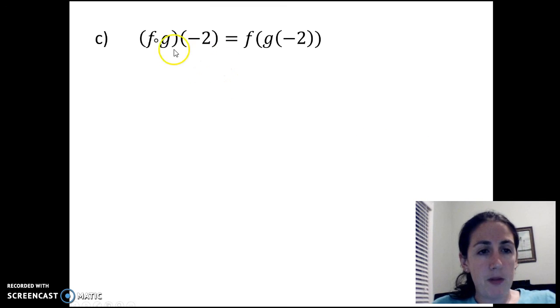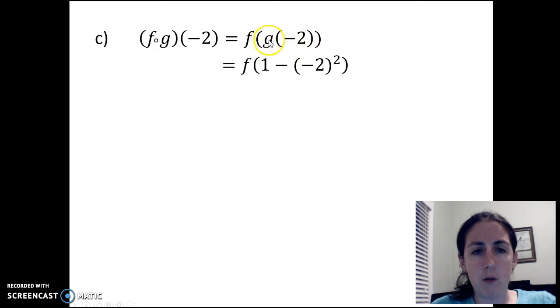So following the same thing, f comes first, it's the outside function. G comes next, it's the inside function. Now we have the specific input of negative 2. So f at g at negative 2. Work your way inside out. The first thing we'll do is figure out what g at negative 2 is. Substituting negative 2 into the g function, we get 1 minus negative 2 squared. Negative 2 squared is 4, and 1 minus 4 is negative 3.